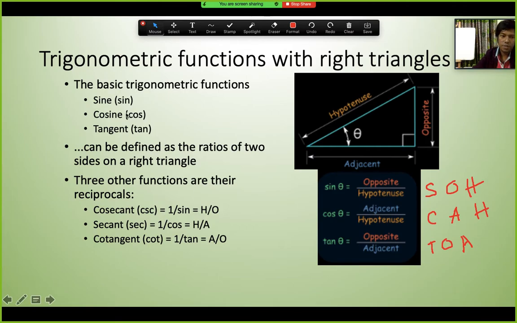Suppose sin theta equals opposite by hypotenuse. Then cosec theta will be hypotenuse by opposite. Just the reverse of this, we just have to flip them. Suppose cos theta equals adjacent by hypotenuse. So sec theta will be hypotenuse divided by adjacent. Okay, they just flip. And similarly, tan theta is opposite by adjacent, so cot theta will be adjacent by opposite. Okay, adjacent will go up, opposite will come down. Since they are reciprocals, that's why. And this is how they are defined.